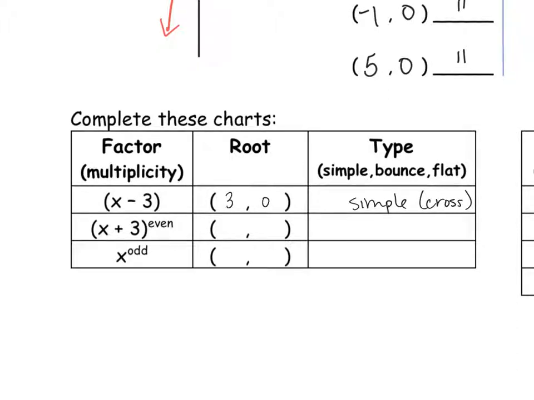X plus 3 is going to have a root of negative 3, 0. If that is even multiplicity, so to the second, to the fourth, to the sixth, that's going to be a bouncing root.